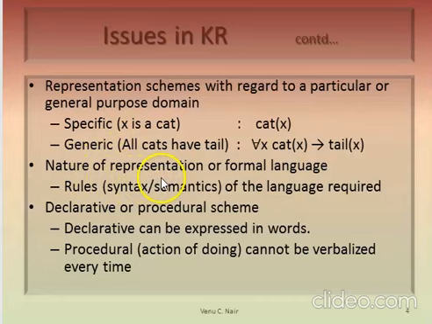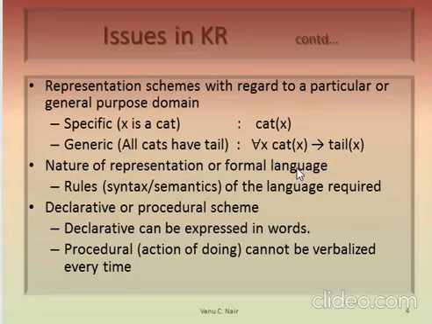The nature of representation or formal language has to be following the rules of the language, which is syntax and semantics. So the knowledge representation system, or the system which is handling artificial intelligence problems, should also handle our normal natural language. So it has to follow the rules of the language, which are the syntax and semantics of the language.